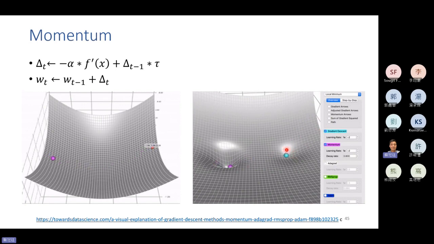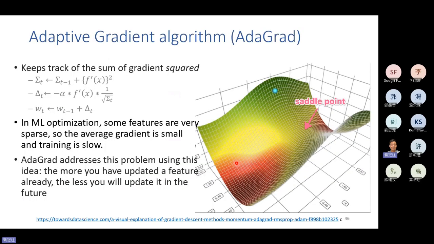So usually we will add momentum into our formula. We will first use the previous change delta. You can change what's called the decay rate. It's like a learning rate for momentum, and you calculate the new change, and then add the new change to update your weight. So momentum can help you to overcome some local minima.